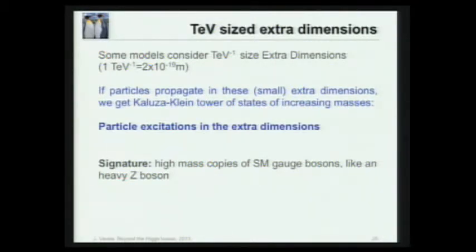And this would give what we call Kaluza-Klein towers of states of increased masses, because this would correspond to particle excitations in extra dimensions. So the particles could have a kind of vibrations in the other dimensions that would give states of higher energy. So this would give in the accelerators copies of, for example, the Standard Model gauge bosons, like the Z boson. We call it Z prime. And there were a number of people searching at the LHC for Z primes.